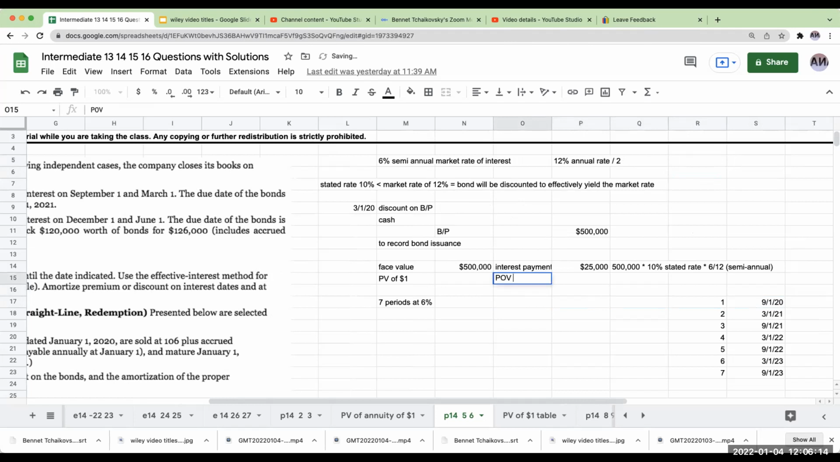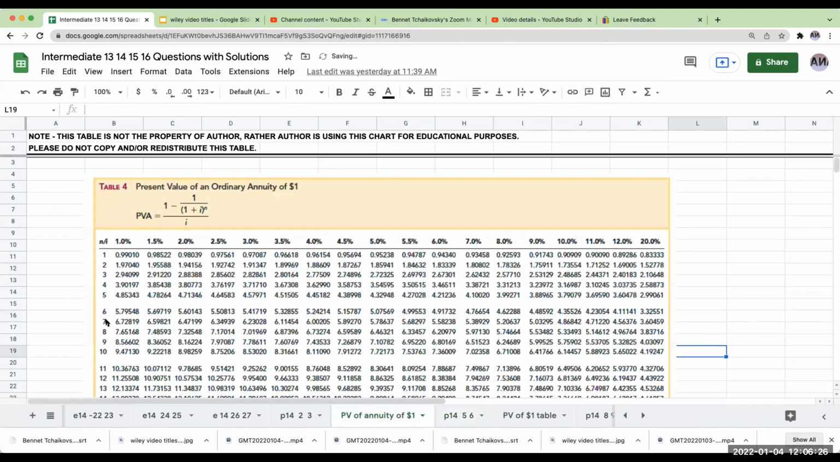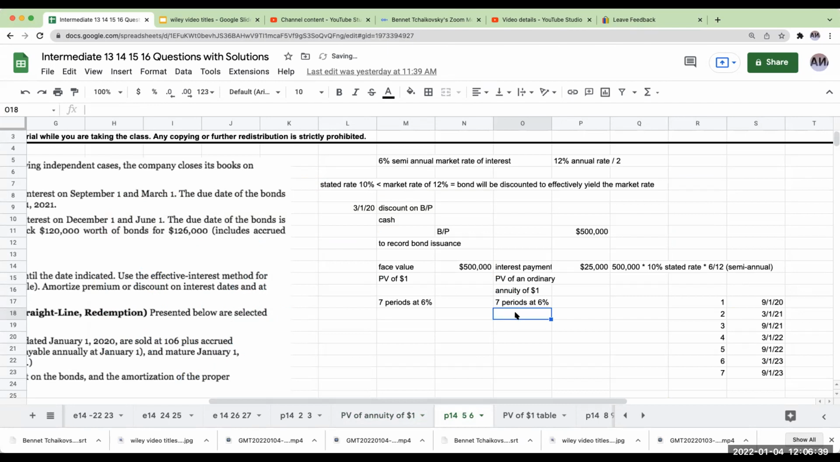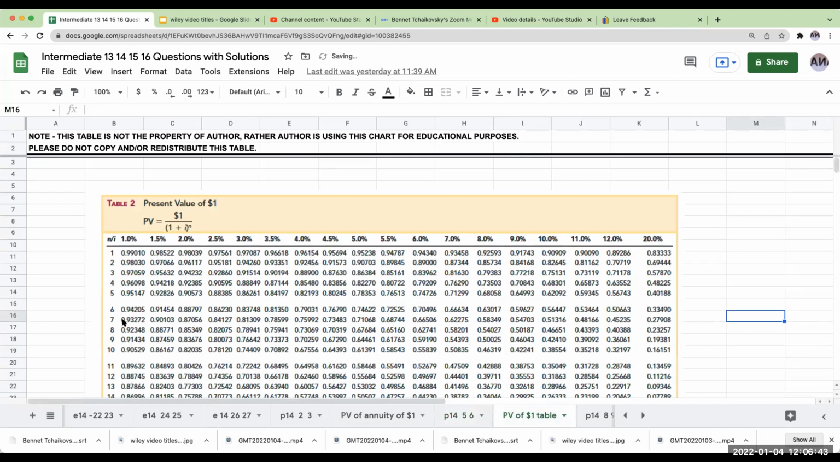For the interest payment, this is going to be the present value of an ordinary annuity of $1, and this is also going to be 7 periods at 6%. So the present value of an ordinary annuity of $1, 7 periods at 6%, is going to be 5.58238. And the present value of $1, 7 periods at 6%, is going to be 0.66506.